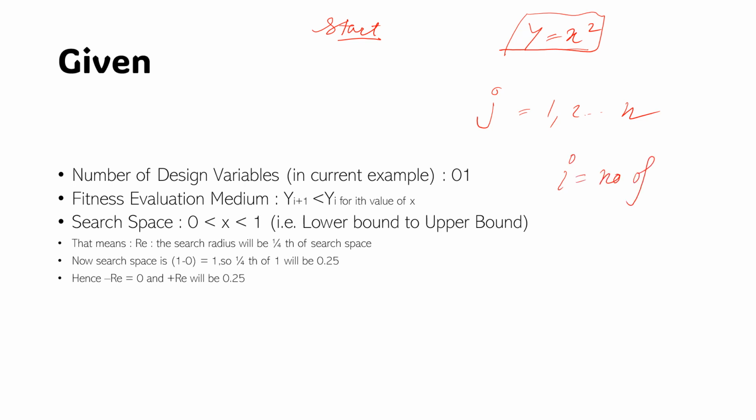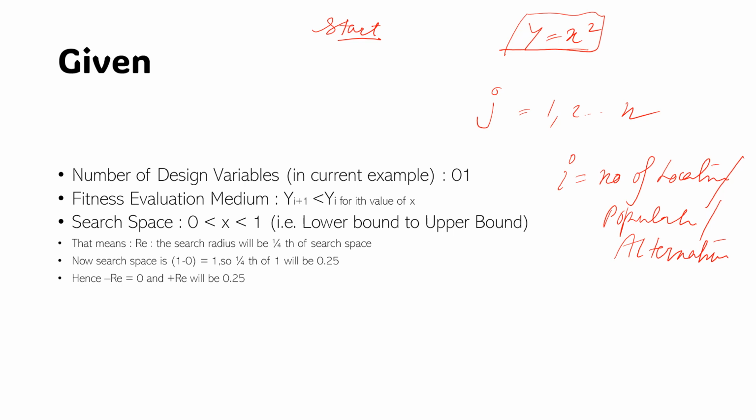i is actually the number of locations or population or alternatives. Okay, so I will come back to this, but what we want is that our y at every iteration will be less than the earlier y, the y at the earlier iteration.